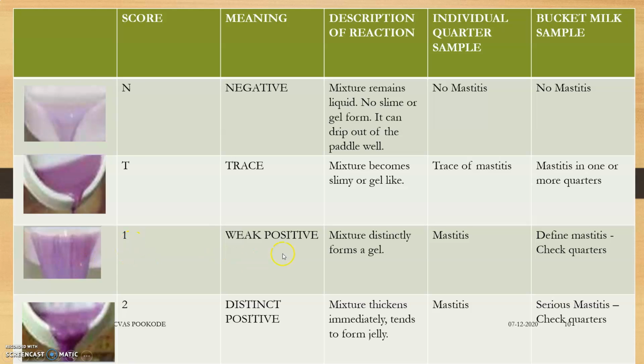This score is 1, that is weak positive. That is mastitis, definite mastitis is there. Check the other quarters and we have to inform the veterinarian. This is 2, that is distinct positive. The mixture is very thickened and tends to form a high jelly. So it is serious mastitis, check all the quarters and visit the nearest veterinarian.